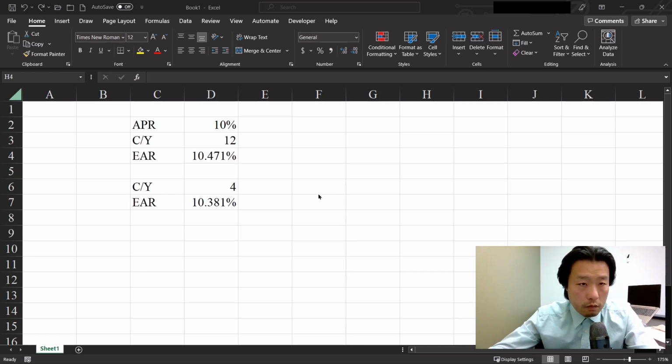It means that if you compounded the APR 4 times a year, the effective annual rate becomes 10.318%, which is lower than the 10.471% in the earlier question. The rule of thumb is that if the compounding frequency increases, the effective annual rate is going to increase as well, keeping other things constant.